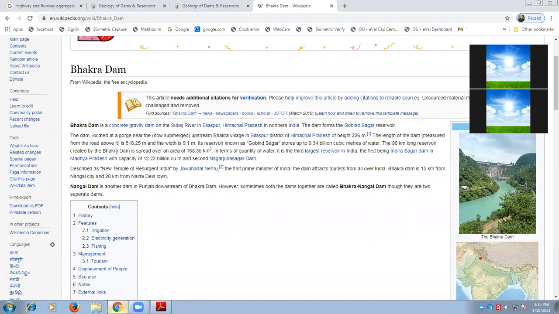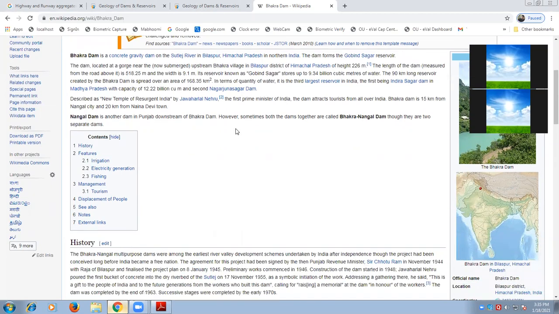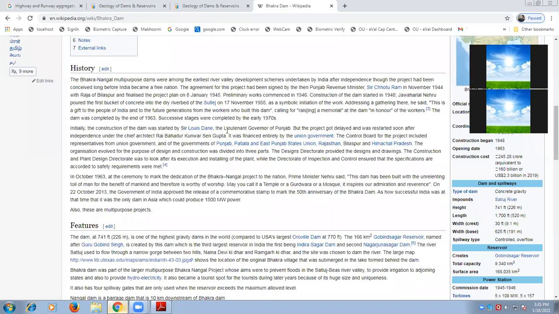Okay, height of the dam is 226 meters. Length of the dam is 518.25 meters. Okay, and it is spread over an area of 168 kilometers square, and is the third largest reservoir in India. So this is something which you need to know. Okay, then what is it?